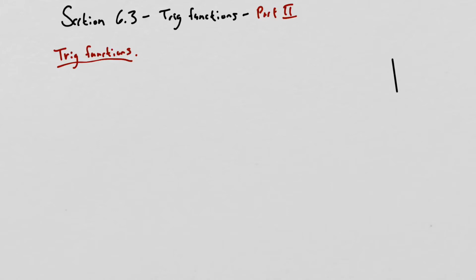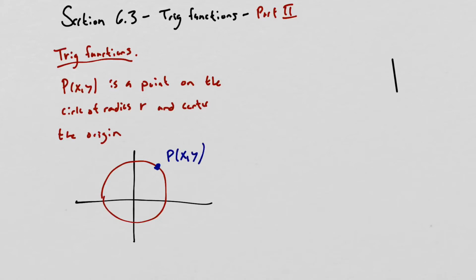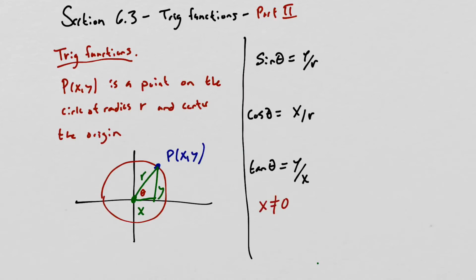First, assume that P is a point on a circle with radius r and center given by the origin. The associated picture looks something like this. Then the trig functions are defined as follows. Here's the first three, and now here is the second set of three.